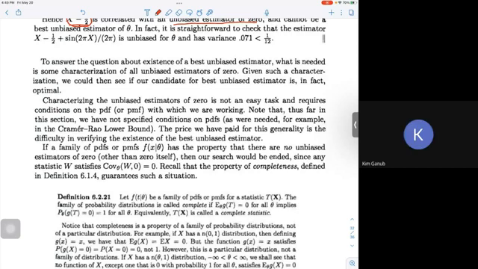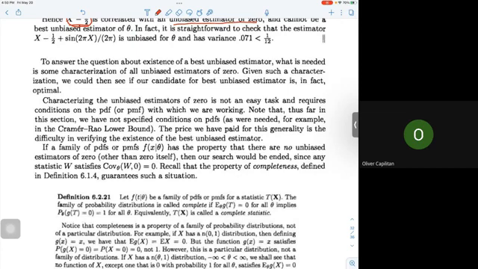So to answer the question about the existence of a best unbiased estimator, what is needed is some characterization of all unbiased estimators of 0. Given such characterization, we could then see if our candidate for best unbiased estimator is in fact optimal. But characterizing the unbiased estimators of 0 is not an easy task and requires conditions on the PDF or PMF with which we are working.